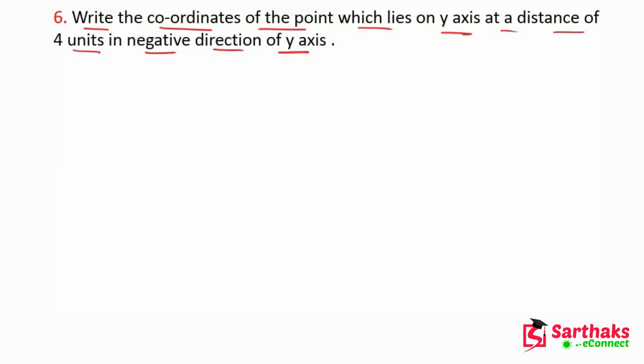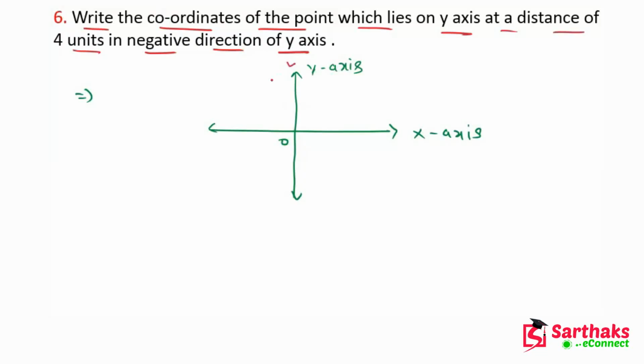So now my dear friend, first of all let's draw the Cartesian plane. Okay, so this is the origin. We know that this is the x-axis, this is the y-axis. Now if you observe this, we have to write the coordinates of the point which lies on the y-axis. First of all, this is our y-axis.